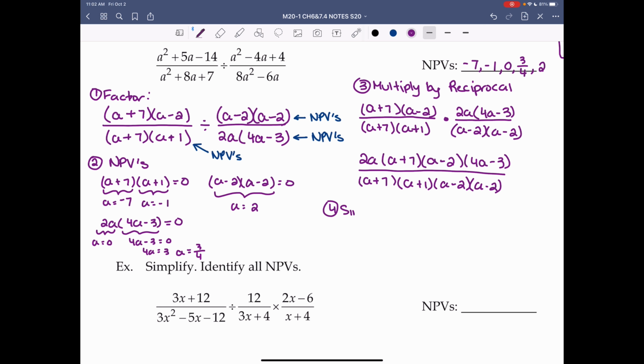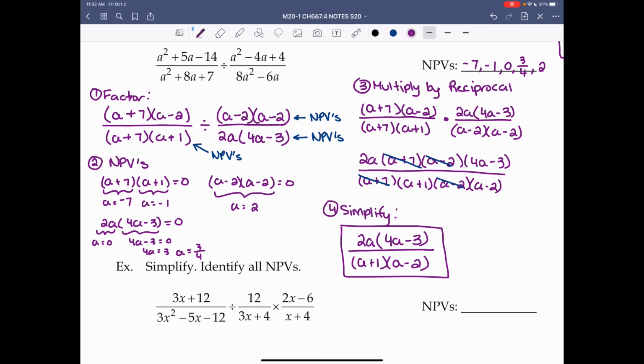Step 4 is to simplify the rational expression. We can divide out a plus 7 on top and bottom. We can also divide out a minus 2 on top and bottom. Then we're left with 2a times 4a minus 3 over a plus 1 times a minus 2. That's our simplified rational expression.